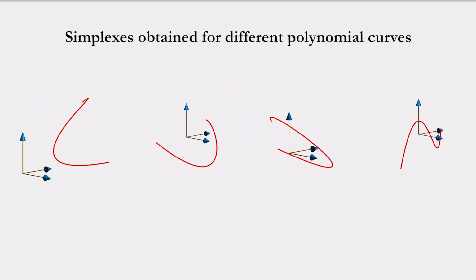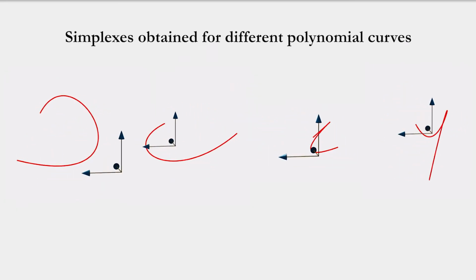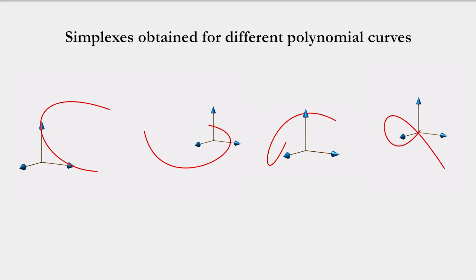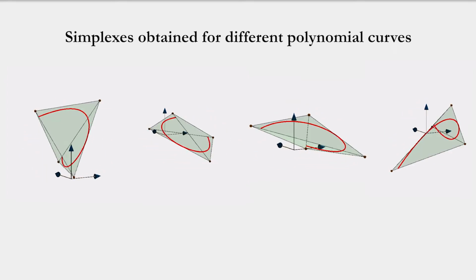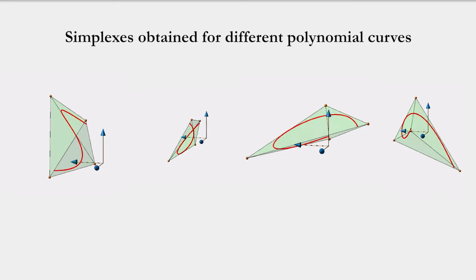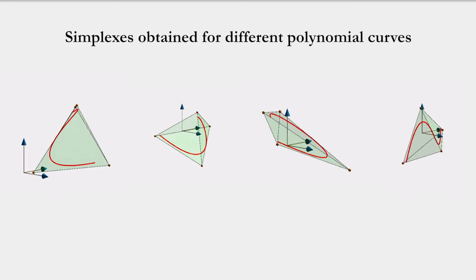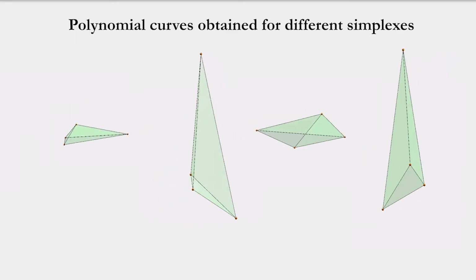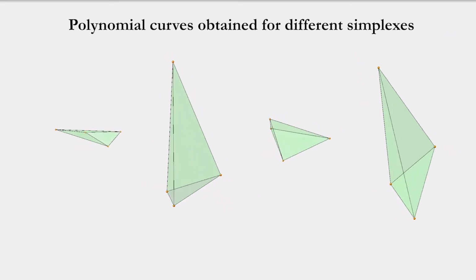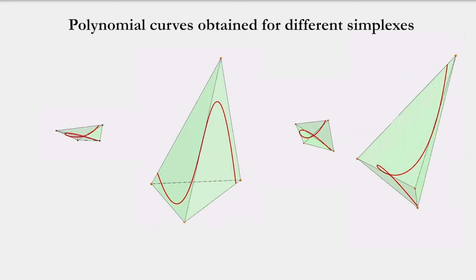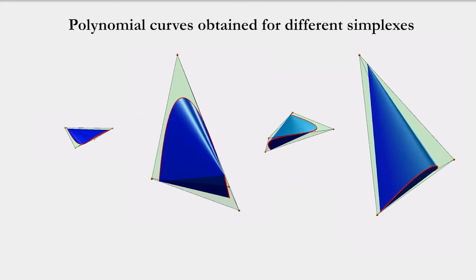We can apply the MINVO basis to any polynomial curve, like the one shown in red. The enclosing simplexes obtained by the MINVO basis are these ones. In a similar way, we can apply the MINVO basis to any simplex, like the one shown here. The MINVO basis generates these curves, whose convex hulls are in blue.